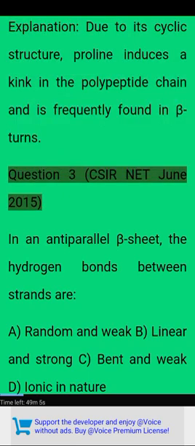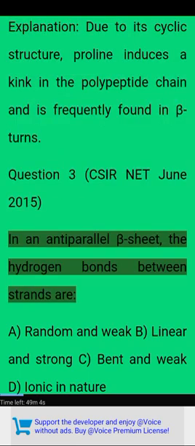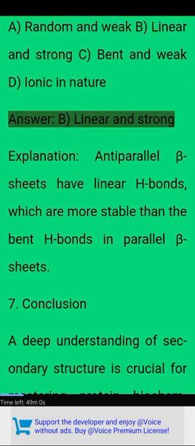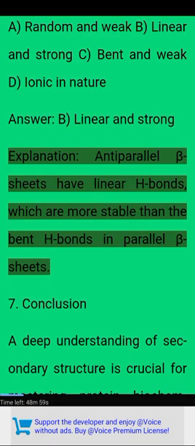Explanation. Due to its cyclic structure, proline induces a kink in the polypeptide chain and is frequently found in beta turns. Question 3. CSIR NET June 2015. In an antiparallel beta sheet, the hydrogen bonds between strands are A. Random and weak. B. Linear and strong. C. Bent and weak. D. Ionic in nature. Answer. B. Linear and strong. Explanation. Antiparallel beta sheets have linear H bonds, which are more stable than the bent H bonds in parallel beta sheets.